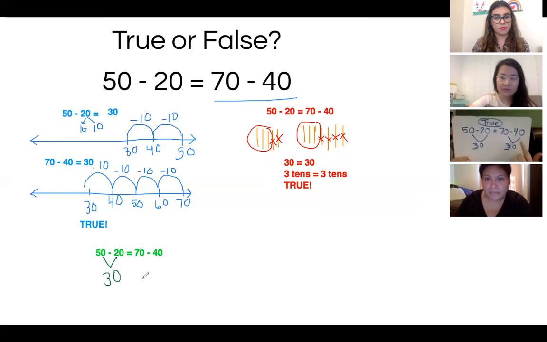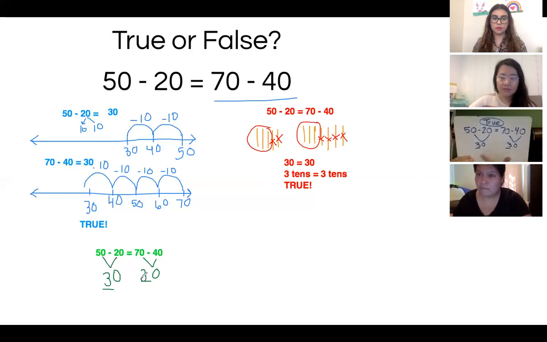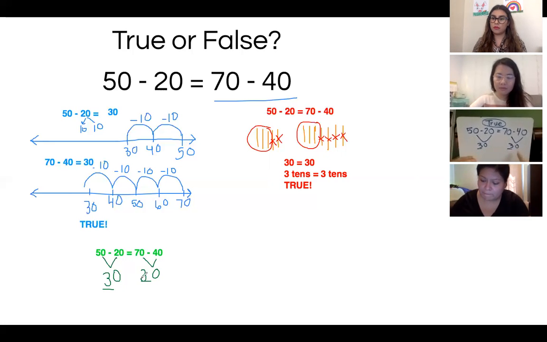And then on this side, I have 70 minus 40. So again, there are no ones. So 0 minus 0 means there's no ones. 7 tens minus the 4 tens gave me 3 tens, which gives me also 30. So in looking at both parts, I have 30 on each side. And 30 equals 30. They have the same value. So yes, the whole number sentence on both sides is true.